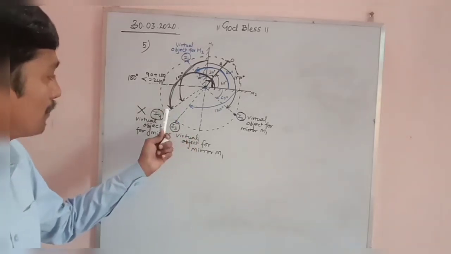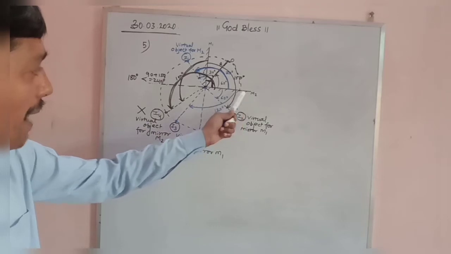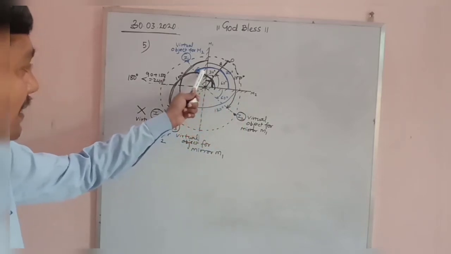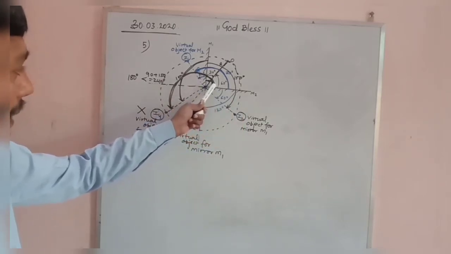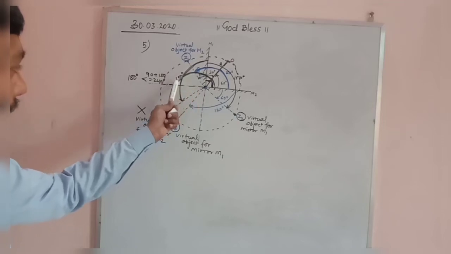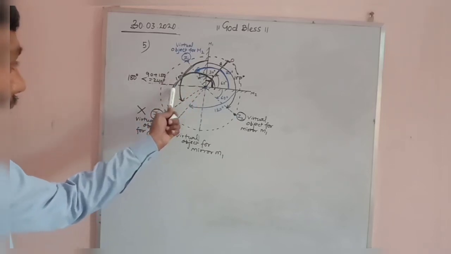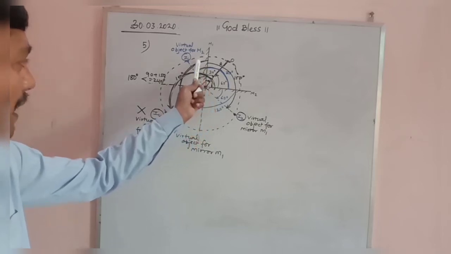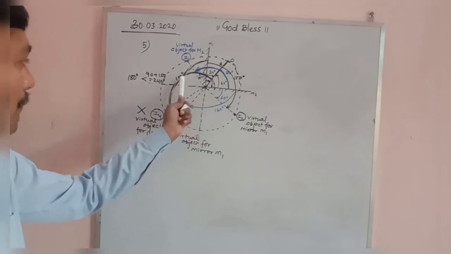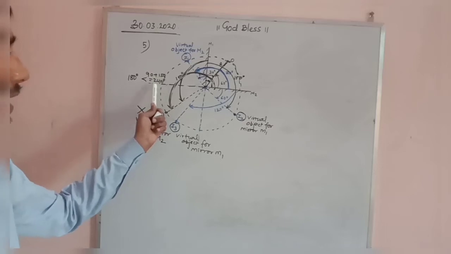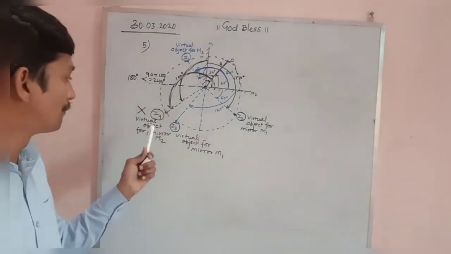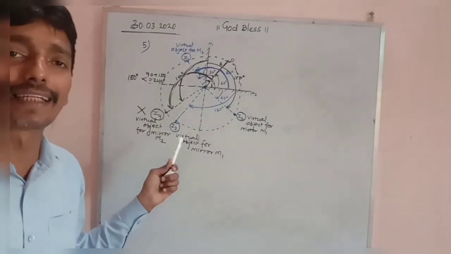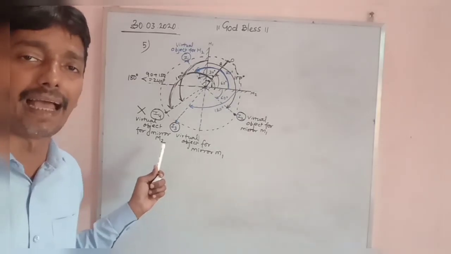This object I4 for mirror M2 is at this position. See, I am running my pen from here to here, and if I calculate this angle, this is 90 here and this is 150 here. So 90 and 150 give me a total of 240 degrees. So I4 will not make a further image by mirror M2.